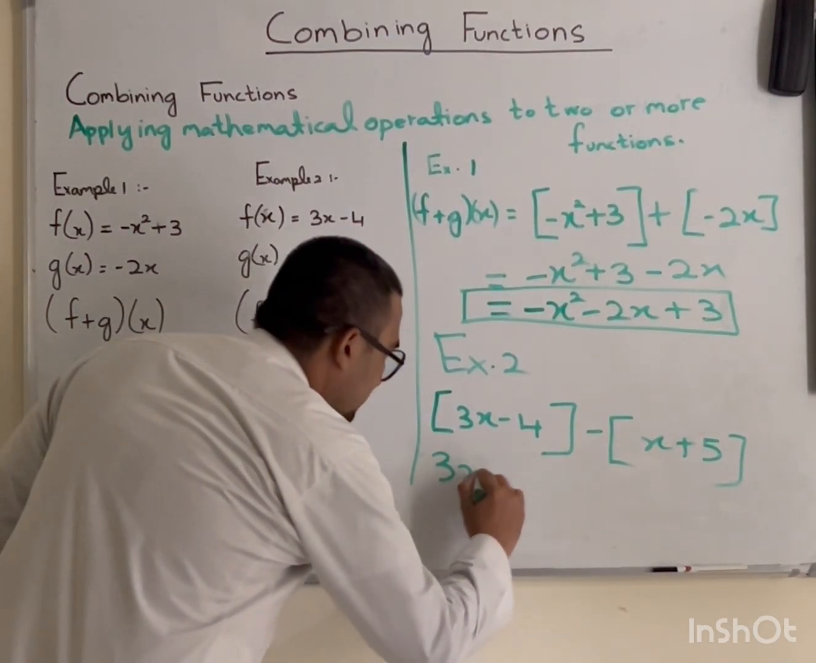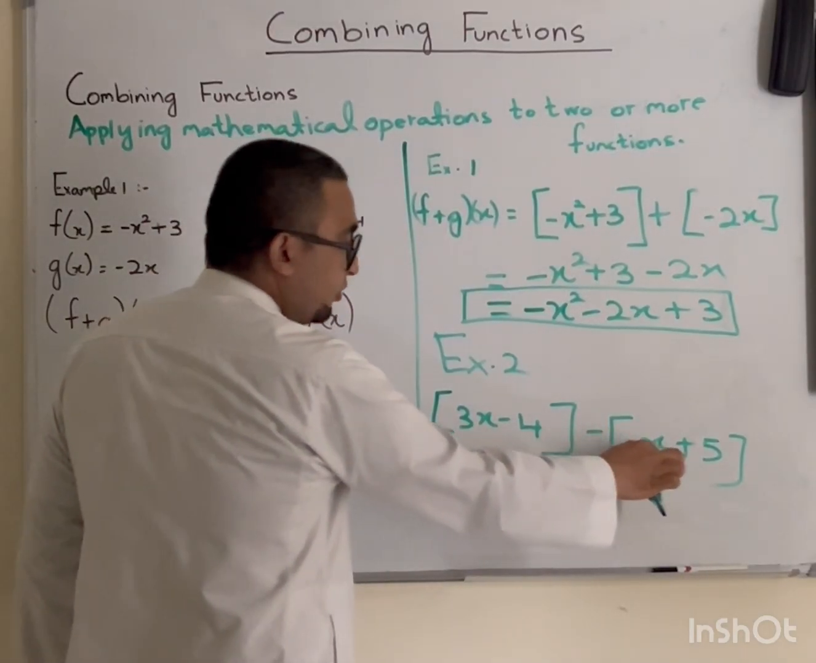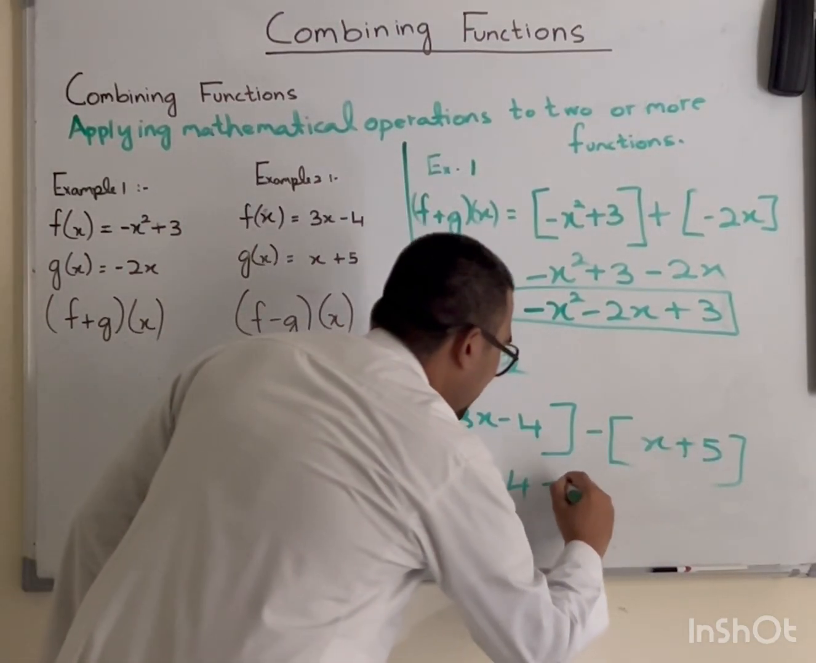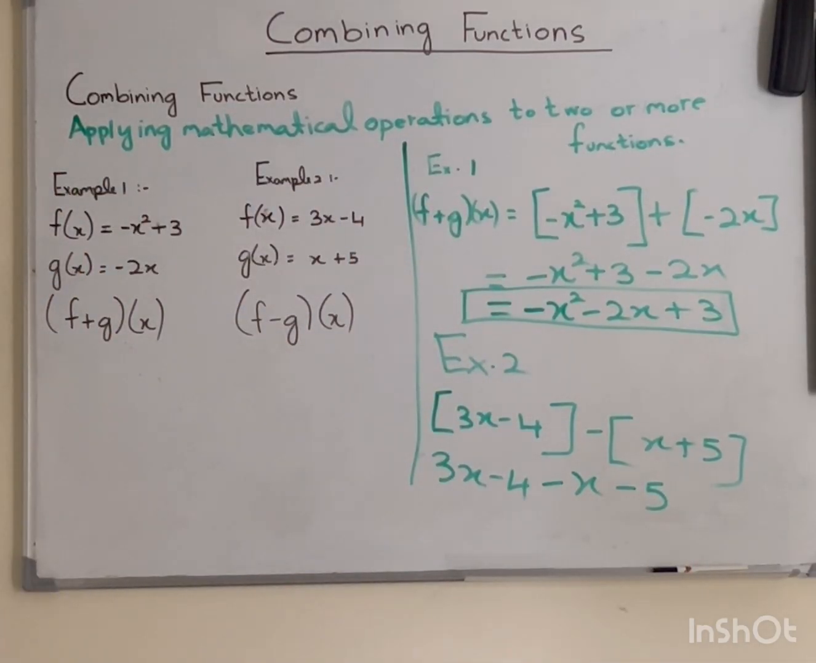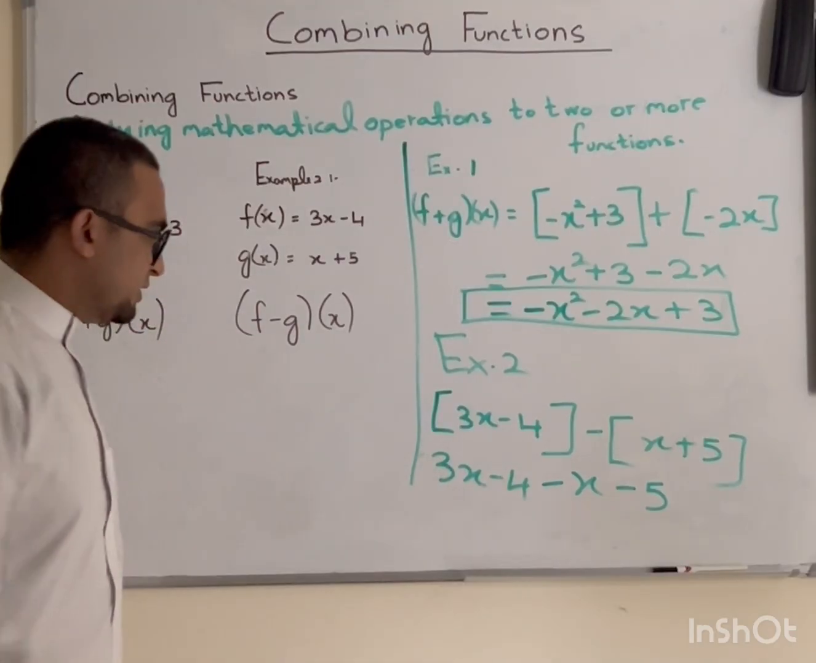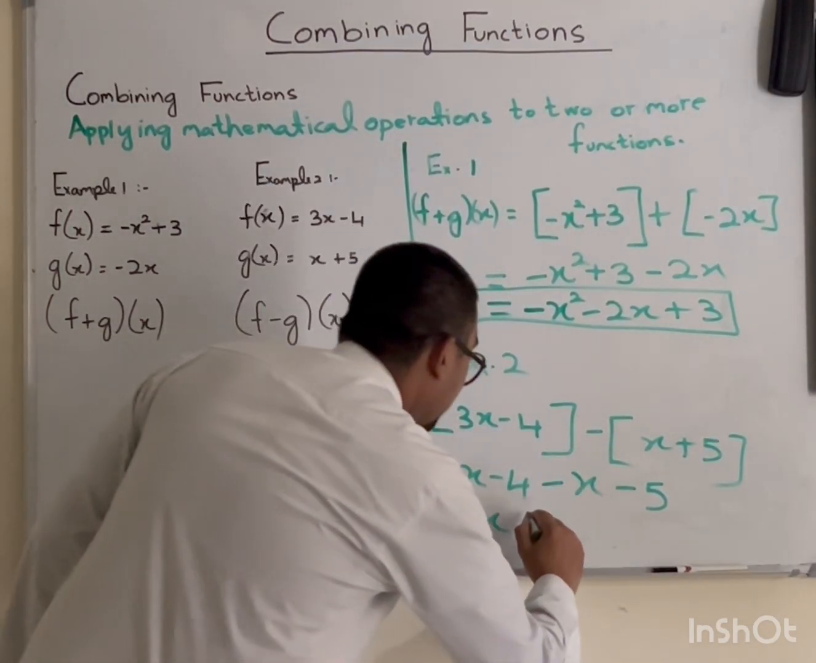So you have 3x minus 4. You see this negative? It's being multiplied with both of them. So it becomes negative x minus 5. Okay, so what are we left with? 3x minus x will give us 2x. Okay, and then minus 4 minus 5 is minus 9.